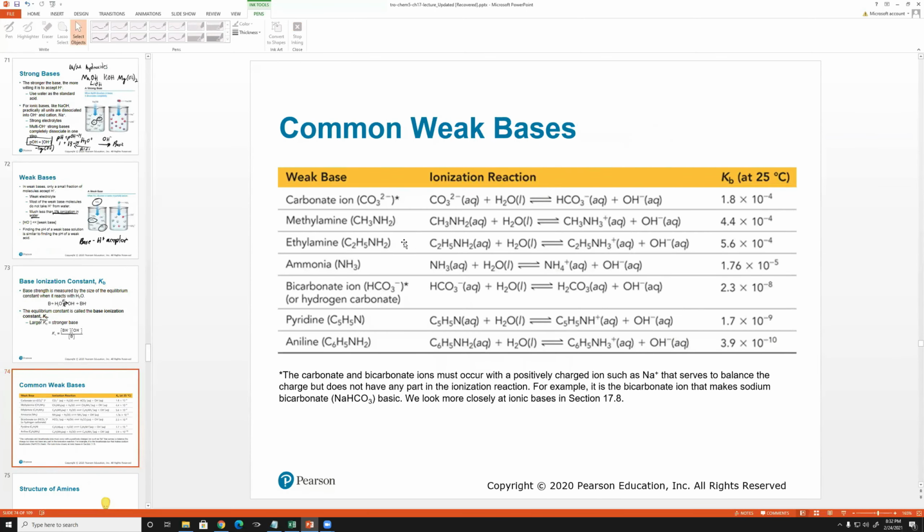And here are some common weak bases. You can see their Kbs are pretty low, right? Because the higher the Kb, the more towards the products you are. Anything with a Kb less than 1 really is going to be considered a weak base, and some of them are very weak.